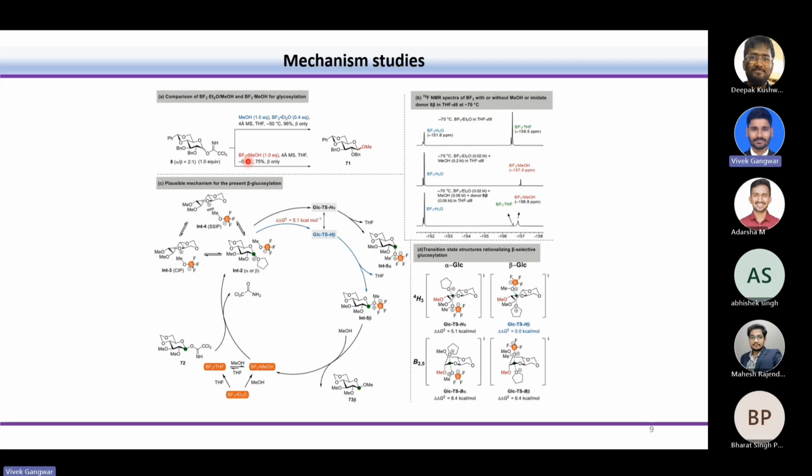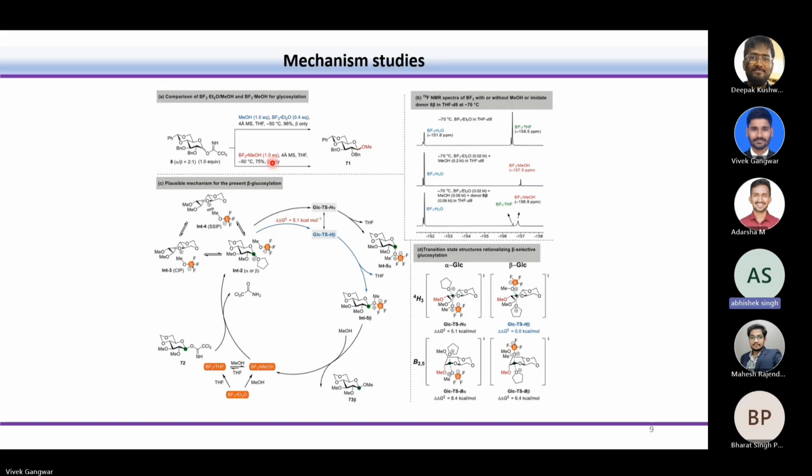So this methanol is making the same adduct in situ in the reaction, and they are using commercially available BF3 here. Why are they preparing OMe?